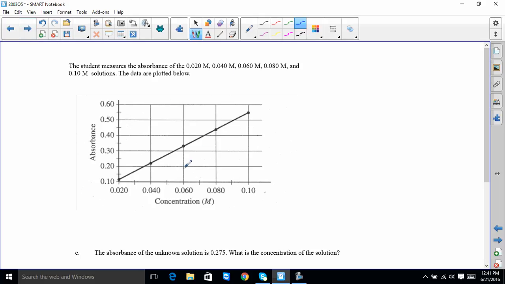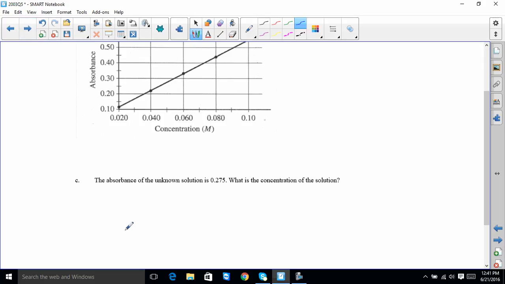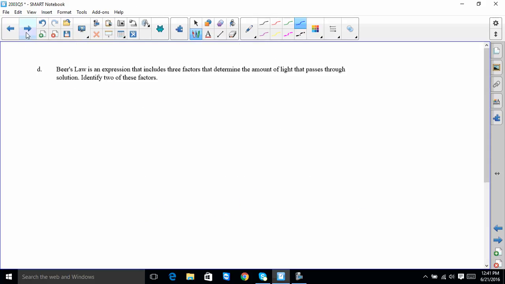Okay, so then they do this thing, and this is linear, and the absorbance is 0.275, so here's 0.2, here's 0.3, here's 0.25, 0.275 would be roughly here. Okay, that's really bad. And it looks to me like they set it up so this would be 0.050 molar. Not a lot of work to show on that one either.